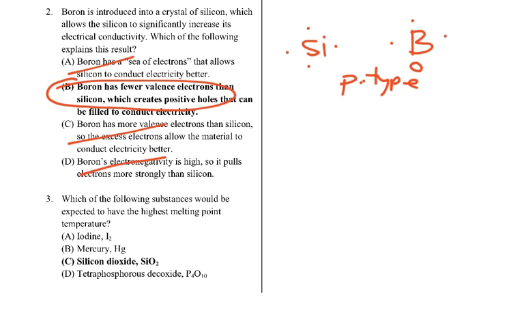Number 3, which of the following substances would be expected to have the highest melting point temperature? Iodine, that's going to be a molecular solid, fairly low. Mercury, somewhere medium. Silicon dioxide, that's one of our network covalent solids, definitely very, very high. Tetraphosphorus decoxide, that's going to be molecular, very low. So the very lowest ones would be D and A. B would be somewhere higher, but certainly silicon dioxide. Just memorize your network covalent solids.